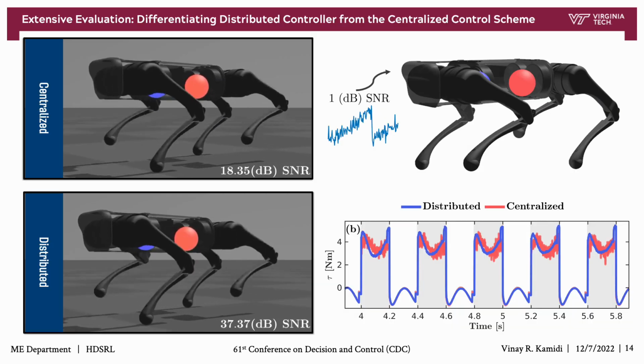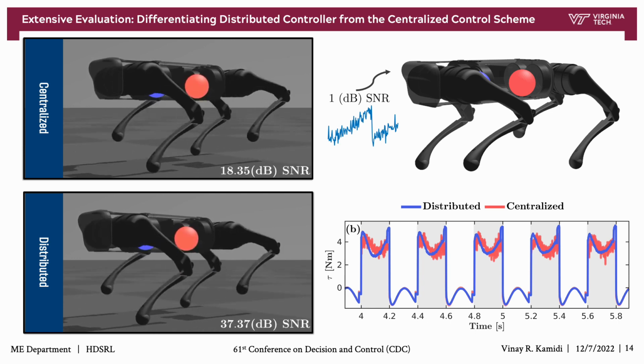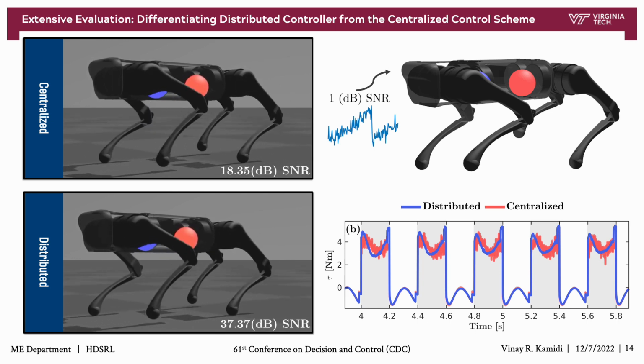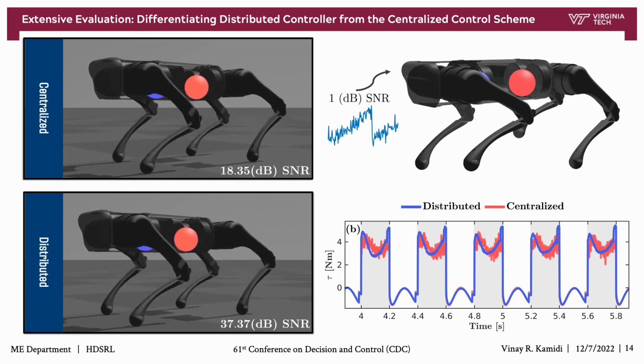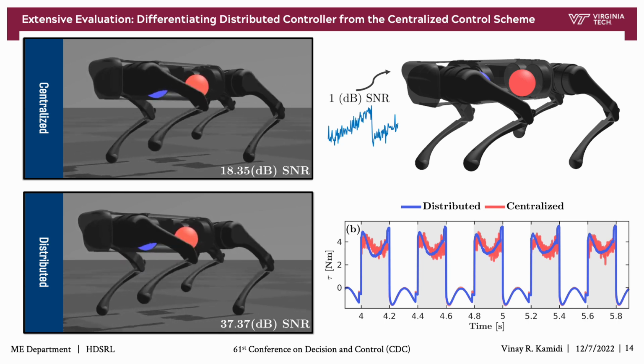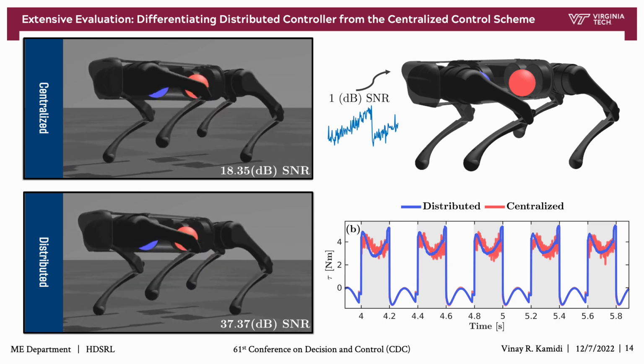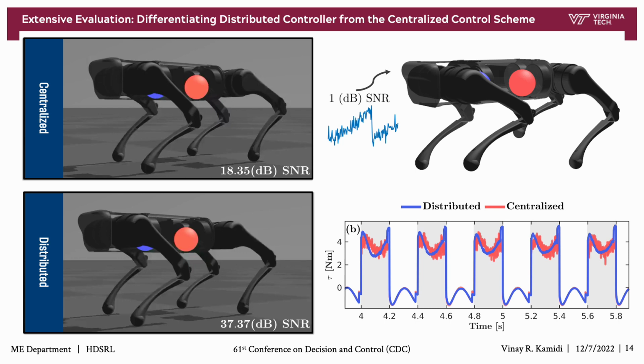Next, we wanted to differentiate the distributed controller from the centralized control scheme. To extract meaningful dissimilarities, we introduced additive white Gaussian noise with a 1 decibel signal to noise ratio into the velocity measurements corresponding to the components of the front right leg. Both centralized and distributed control schemes were simulated in this configuration, as shown to the left. On the bottom right corner, torques corresponding to the hip roll of the right hind leg are shown.